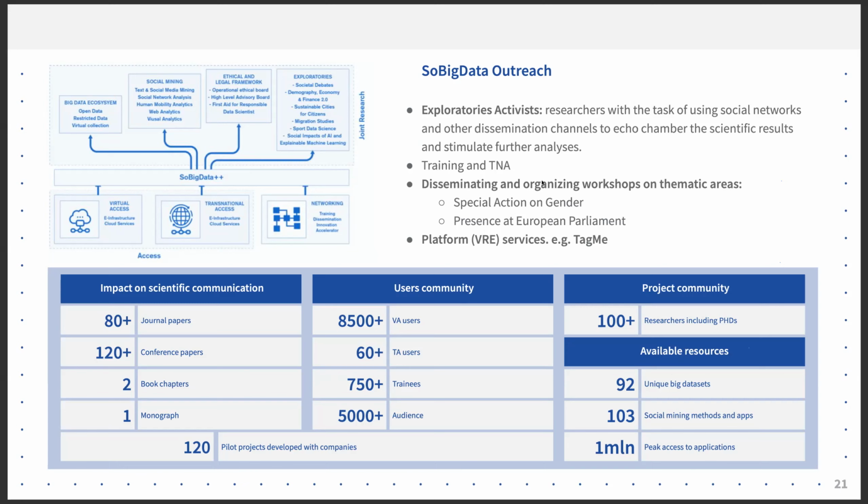I wanted to close with some numbers. Numbers are obviously good for us. We have a lot of users of our research infrastructure. We supported more than 60 transnational access users, but we also have an impact on scientific production. We have more than 80 journal papers produced this year. And for example, for the catalog, we have 92 datasets and more than 100 methods and applications.